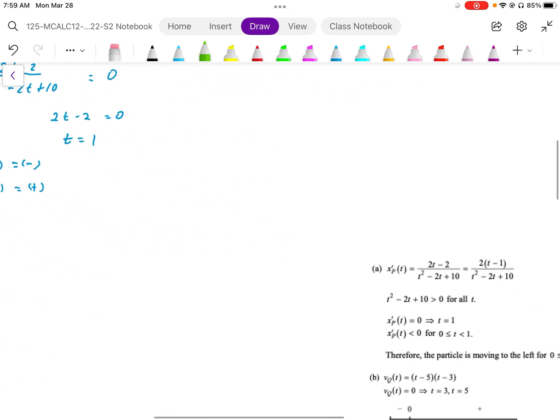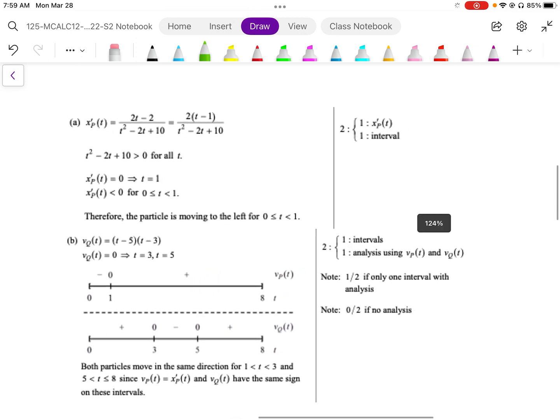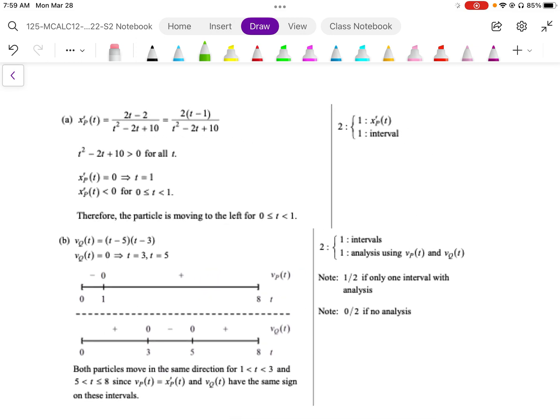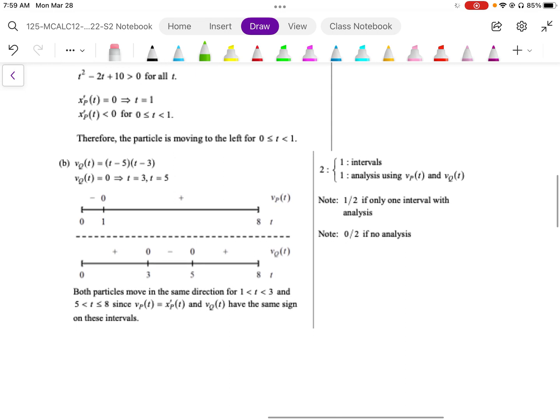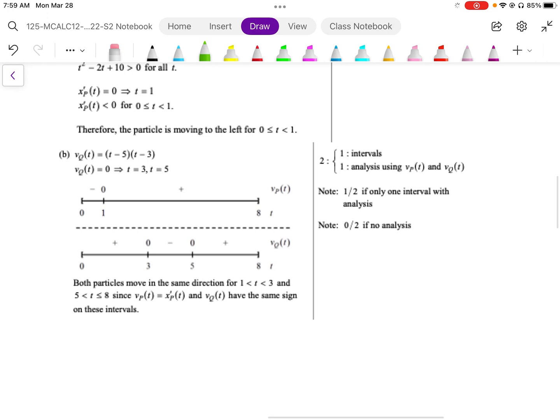If we look at the mark scheme for this, for part A, we just have to find the derivative, find the zero for the derivative, and then find the interval. For part B, one mark is for finding the different intervals, positive and negative intervals, and analysis of when v of P and v of Q are moving in the same direction. We can compare the two intervals and we get the final solution of when both are going to be moving in the same direction, which in this case would be right.